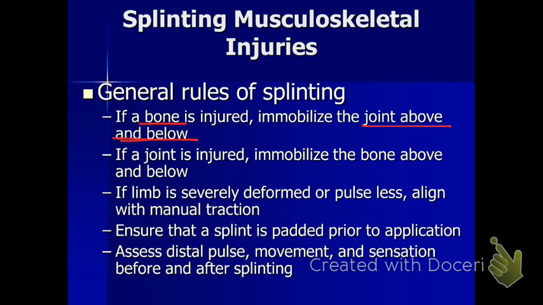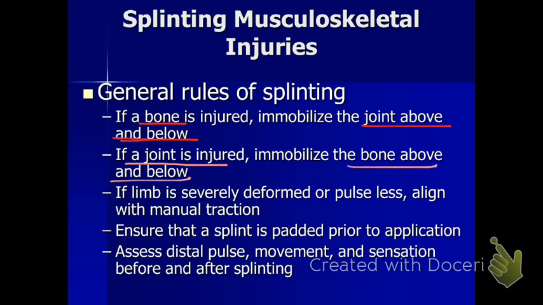On the opposite end of that spectrum, you can also have injury to a joint. So if a joint is injured, we need to immobilize the bone above and below it. And so a prime example would be the ankle joint. If you injure the ankle joint, you need to splint the toes and the tibia and fibula. If you injure the elbow joint, then you need to splint the ulna, radius, and the humerus. And so those are the rules when we're splinting both bone and joint injuries.